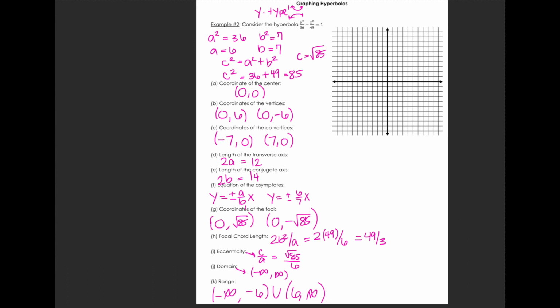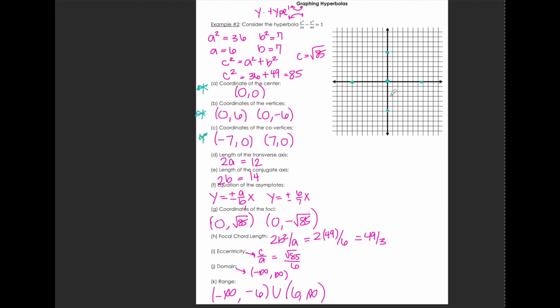Now that I have all this information, let's figure out which of this information is going to be the most helpful in actually graphing this thing. I'm going to want to graph the center. So my center is 0, 0. I'm going to need to graph the vertices. My vertices are 0, 6 and 0, negative 6. I'm also going to graph the co-vertices of negative 7, 0 and 7, 0.